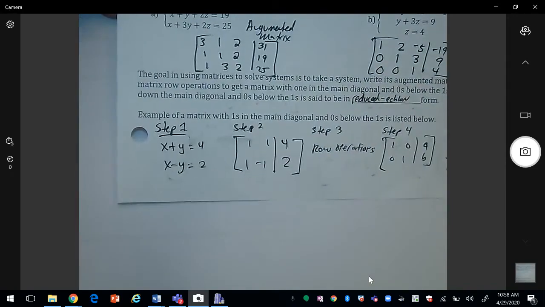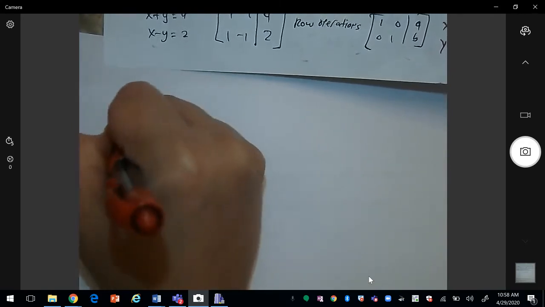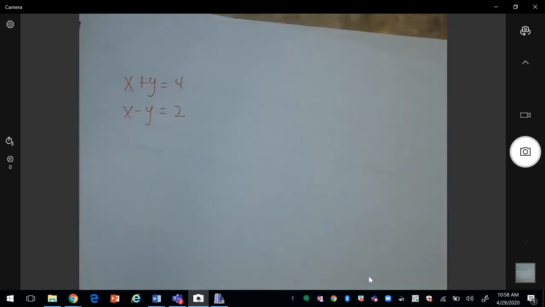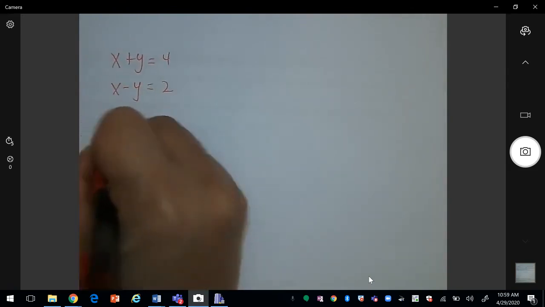So let me work out the previous one first. And this is the one that I'm talking about. So x plus y equals 4, x minus y equals 2. So the instructions are solve the system using matrices. So first we need to write this system into an augmented matrix.